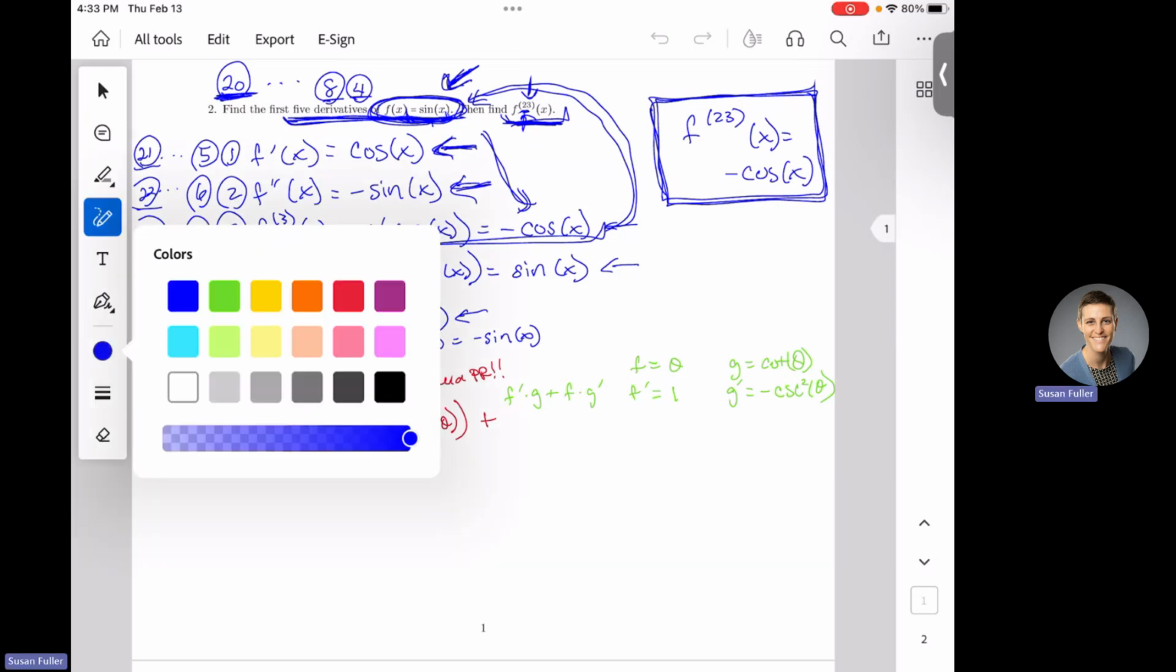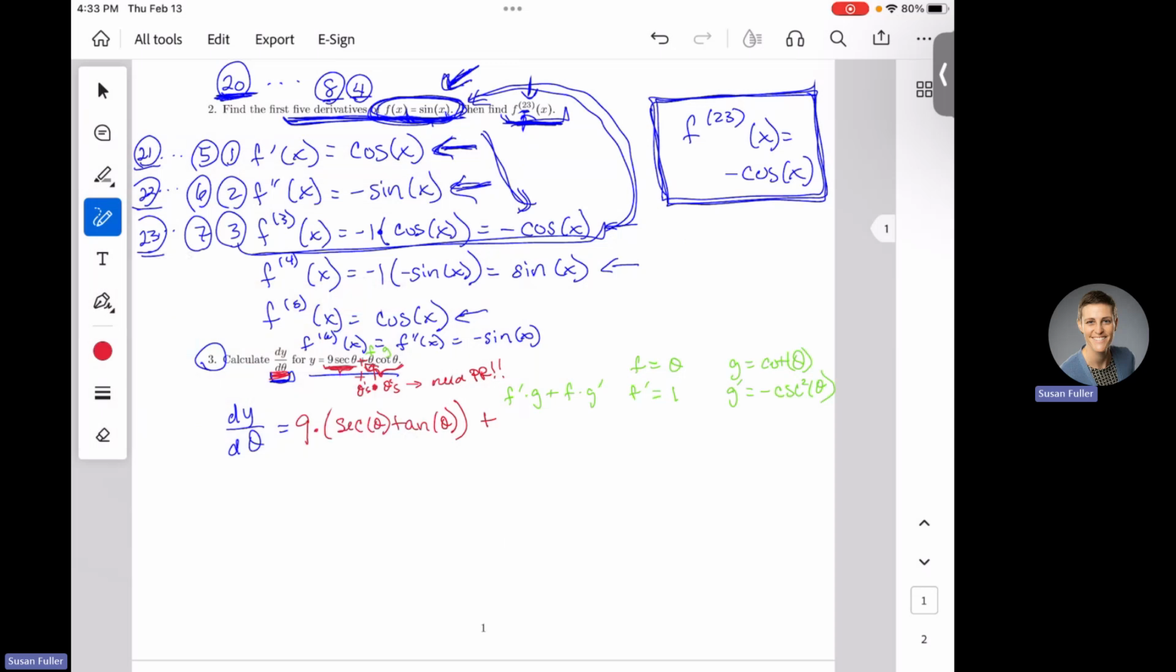For some reason, I went to red, so I guess I'll do this in red. Okay, f prime is here. That's 1 times g, which is up here. That's cotangent of theta, plus f, which is up here. That's theta, times g prime, which is over here, which is negative cosecant squared of theta. And again, use your parentheses. This is multiplication by a negative. That's not subtraction. Be very careful.